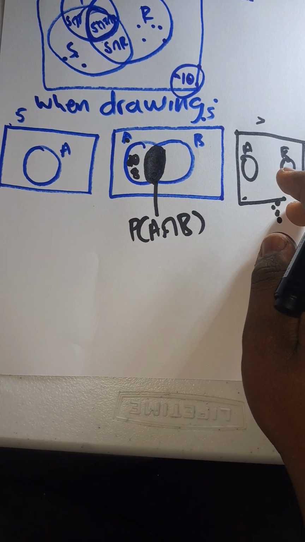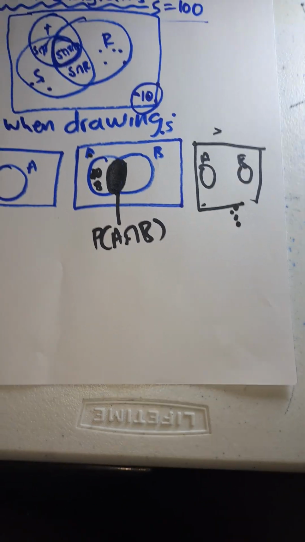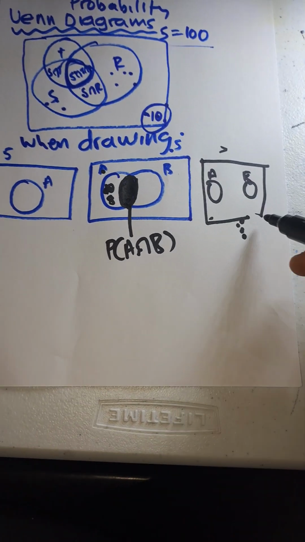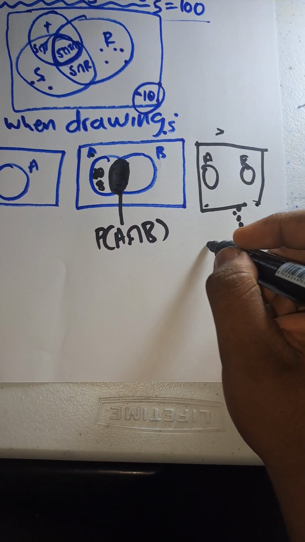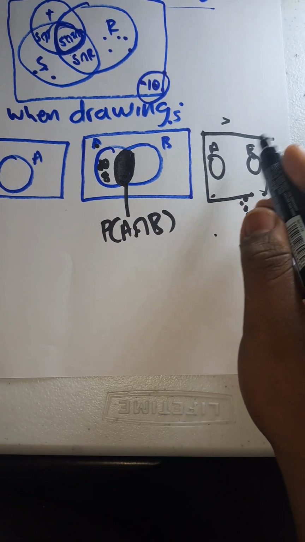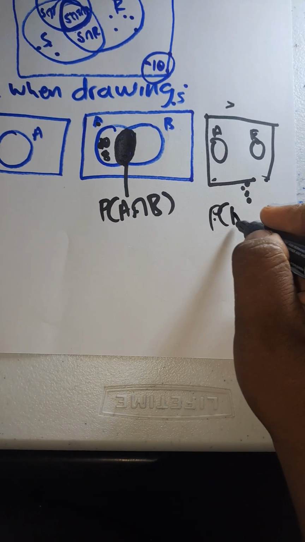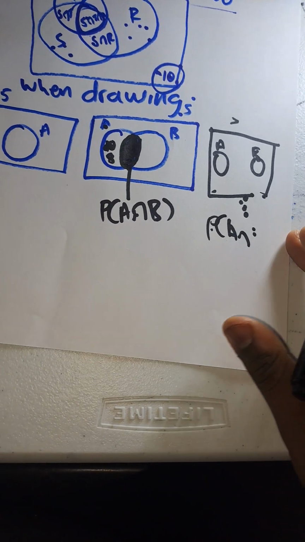Mutually exclusive events. Or sometimes they can call them disjoint events. But no, don't take that one. Just say mutually exclusive events, because they are not intersecting. The probability of A and B is equal to 0.